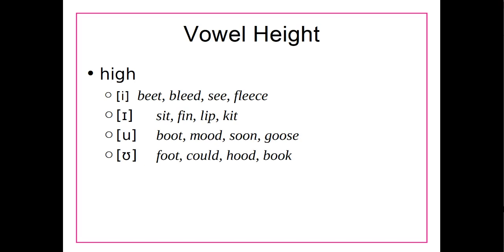We have the E sound that you hear in beat or bleed or see or fleece. This is represented by the symbol right here, a lowercase letter i. We also have this sound here, which is also a high vowel. This is represented by a symbol that looks somewhat like a capital I. So this is the I sound. This is the sound we hear in sit, fin, lip, or kit.